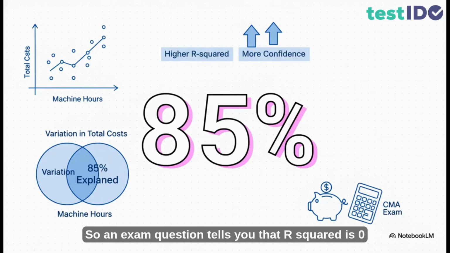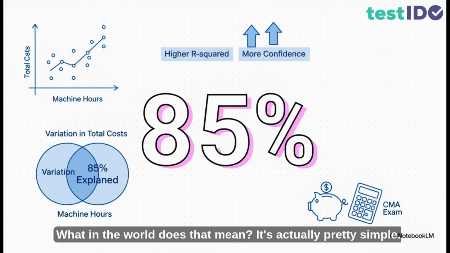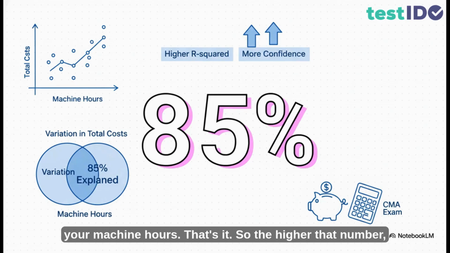Let's make this super concrete. So an exam question tells you that R squared is 0.85. What in the world does that mean? It's actually pretty simple. It means that 85% of the reason your total costs are changing can be explained by the changes in, say, your machine hours. That's it. So the higher that number, the more confident you can be that your model actually works.